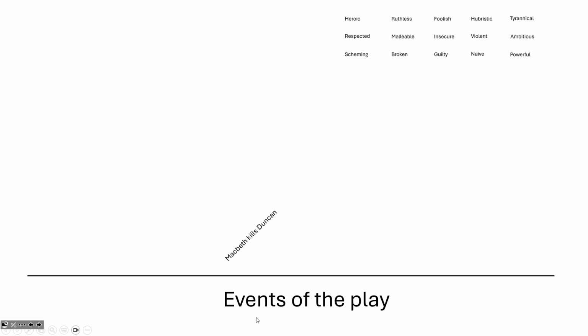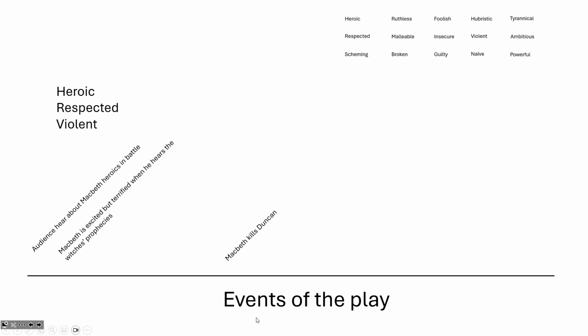So, what we'll do, you've got your plot points here. Think about what words you would use to describe Macbeth at the start, when we hear about his heroics in battle. I'm going to write the character words above that. Words like heroic, respected, violent. Now you could use the words that are in the word bank or your own words.